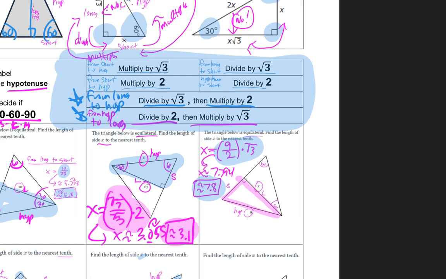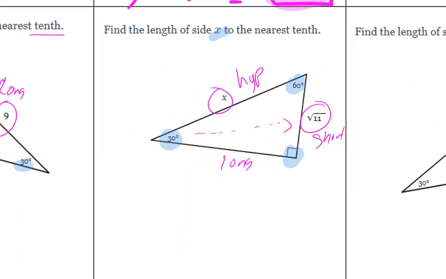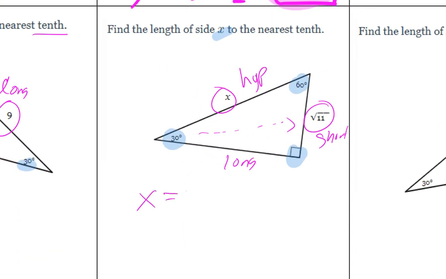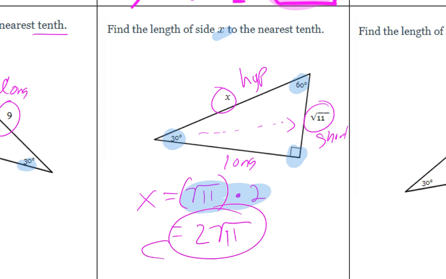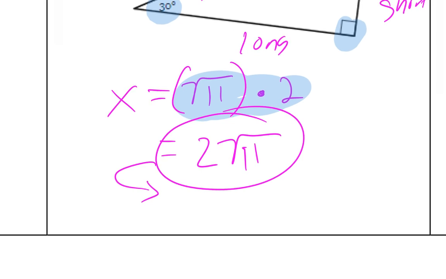From the short to the hypotenuse, we just multiply times 2. It's just twice as long. So x is equal to the square root of 11 times 2. Actually, make sure you do this, because I don't want you to get it wrong. You could also think of it as 2 times the square root of 11, and that's a better way of thinking of it. So this is what I would type in, and that's approximately 6.633.